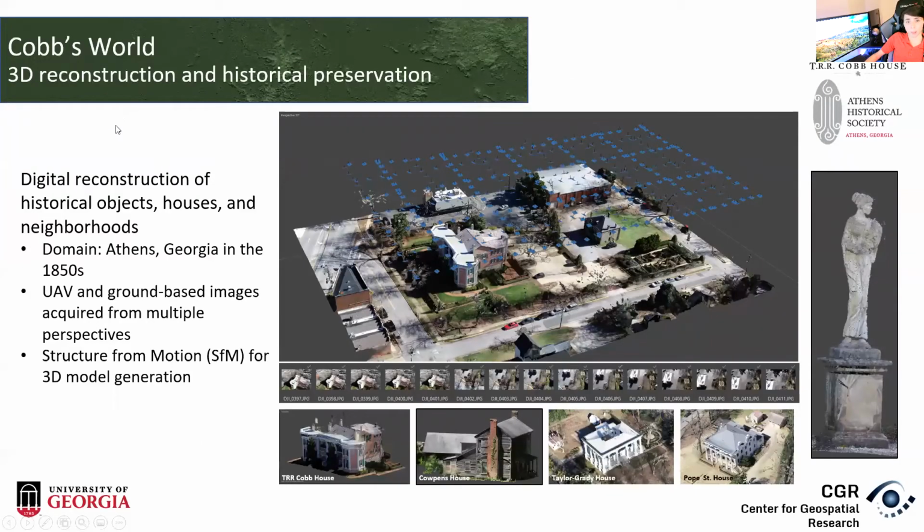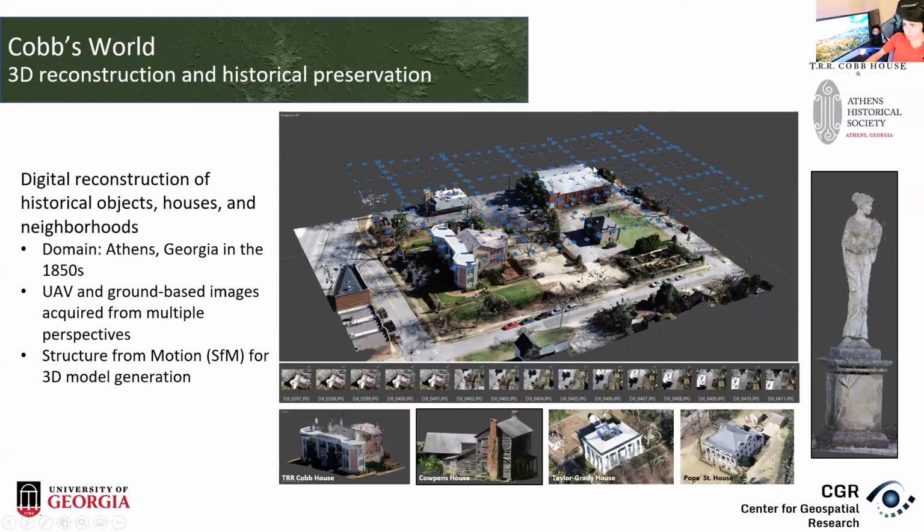I've already hinted about some of the 3D reconstruction efforts. Cobb's World is a project used to reconstruct some of the historic buildings in Athens, one of them being the Cobb House. We fly a drone over the buildings to capture the structures from motion into a detailed 3D object. Our goal is to represent the buildings as it would have been seen in the 1850s.